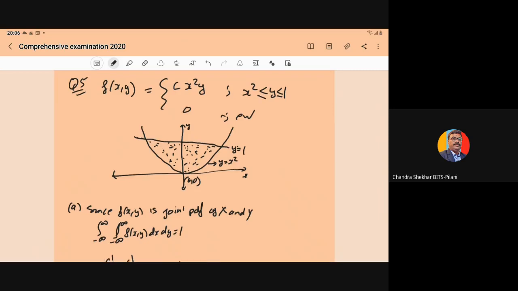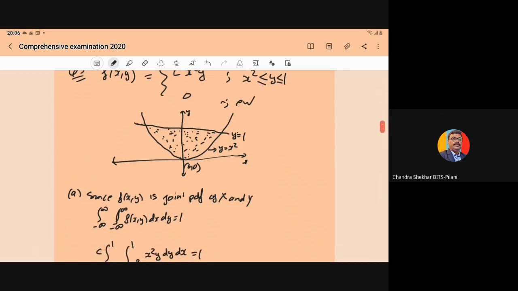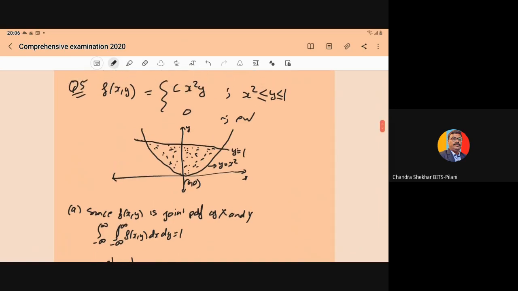So here, if you draw this curve, you can say that it is the curve of y equal to x square, a parabola, and y equal to 1. From here we have the idea of the limits of y. From the lower side it is the parabola, from the upper side it is the line. Means we have the following structure.